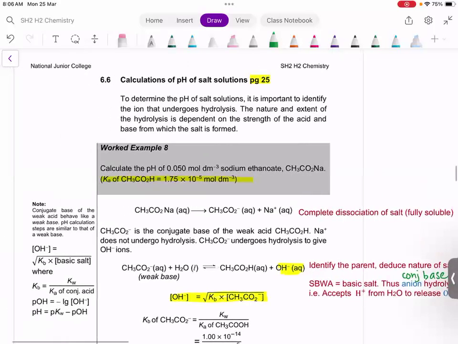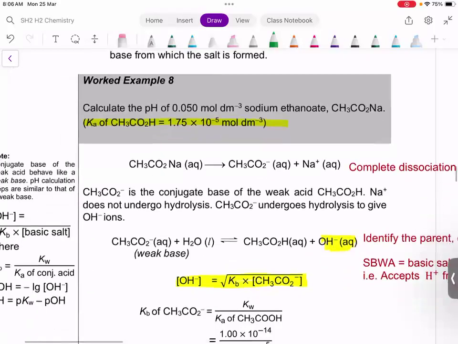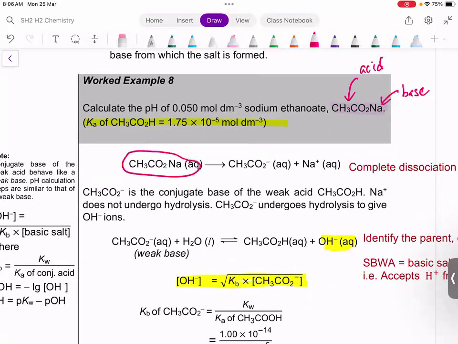So let's quickly look at work example 8. For work example 8, you are asked to calculate the pH of a salt. I hope you can recognize that this is a salt. And we know that the anion comes from the acid, while the cation comes from the base. So a fully soluble salt will undergo full dissociation to form your conjugate base and your cation. Remember, the salt that we are looking at is always fully soluble, so we'll show full dissociation, after which we have to find out whether this salt can undergo alkaline hydrolysis or acidic hydrolysis.